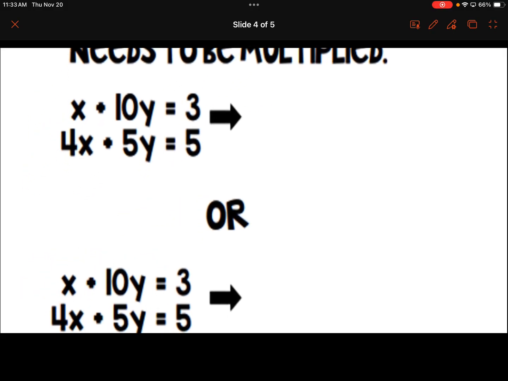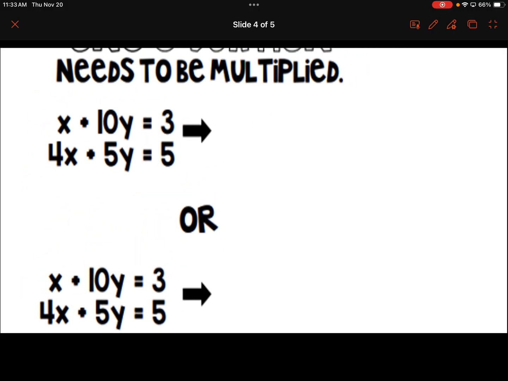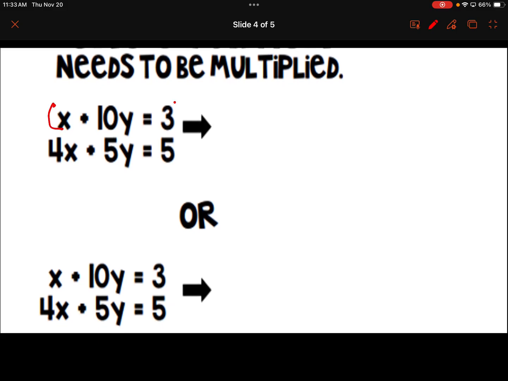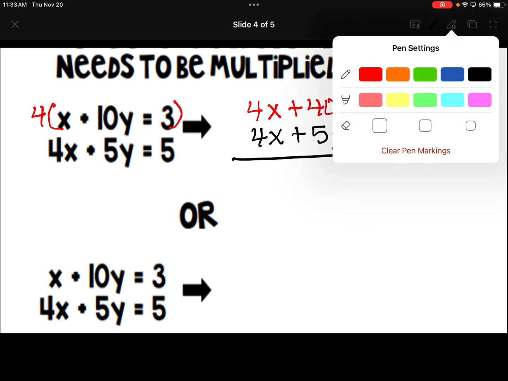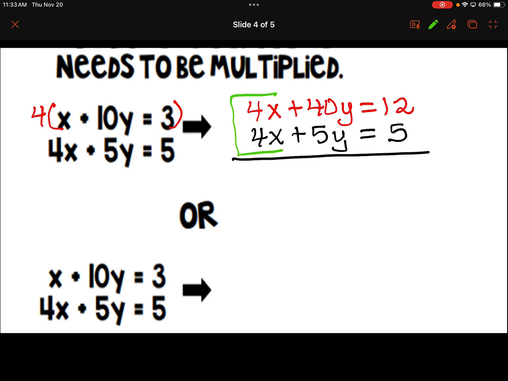So I could take this first equation, and if I were to just multiply this first equation by 4, now I would have 4x plus 40y equals 12. And then I would have my 4x plus 5y equals 5. And now I'm back to where I have matching, and I could just subtract to make everything eliminate. So now we're back to the front of the foldable.